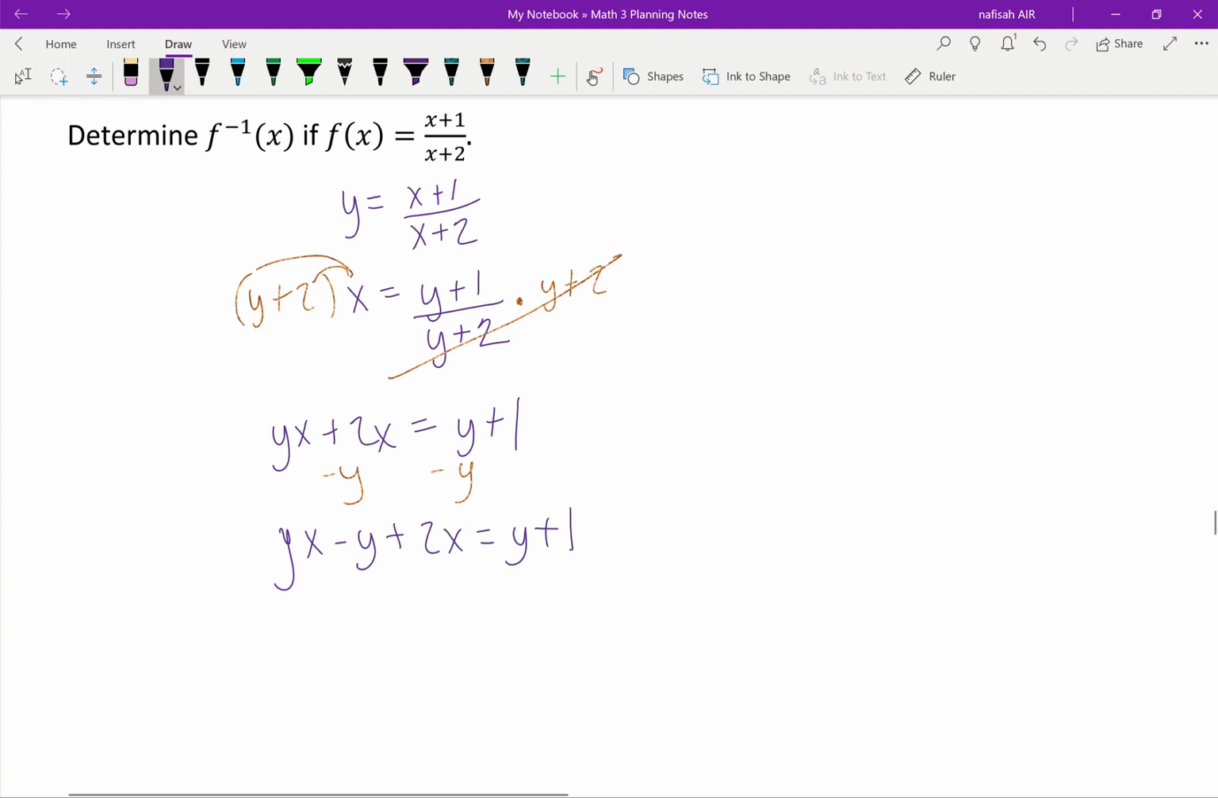So I can end up with yx minus y plus 2x equals y. Oops, actually, I don't have a y anymore. Equals 1. So now that I have all my y's, this has a y, this has a y. I have all my y's on one side, but I have that 2x on the same side with my y's. I need it gone. I'll end up with yx minus y equaling negative 2x plus 1.